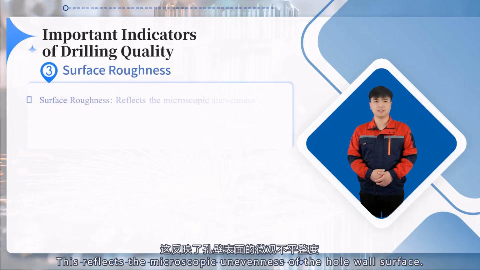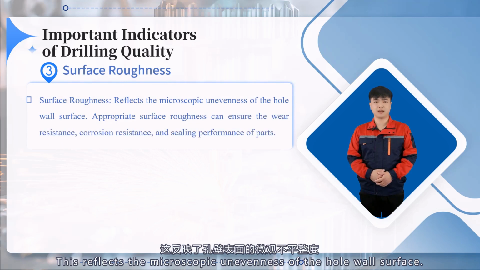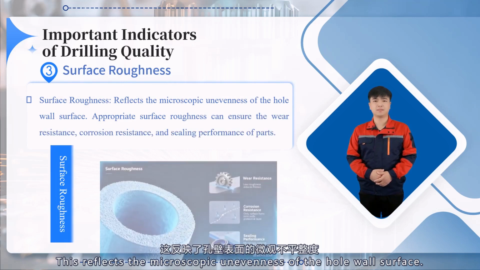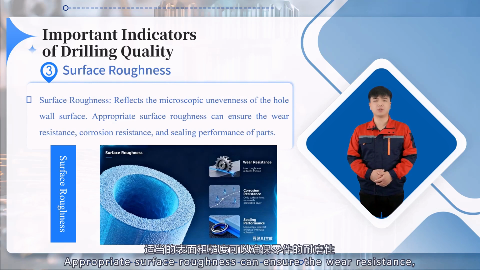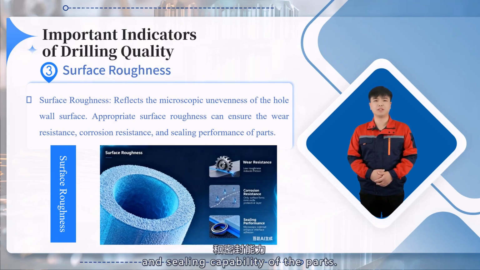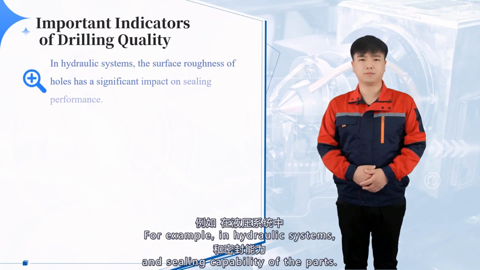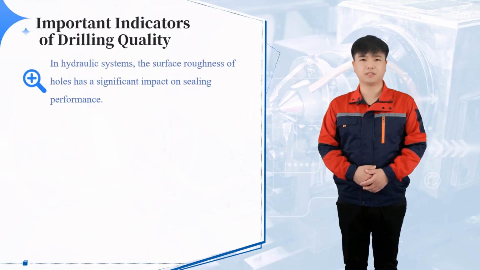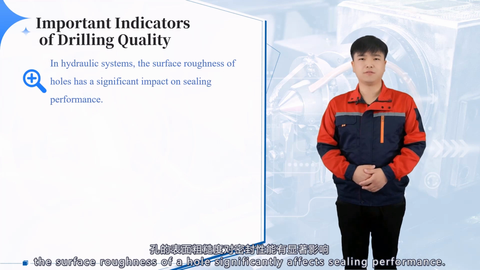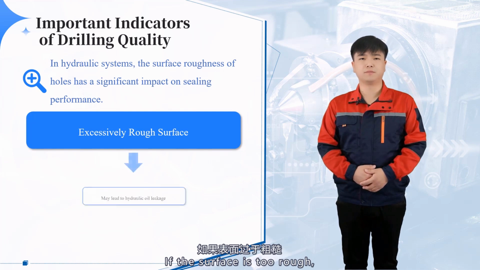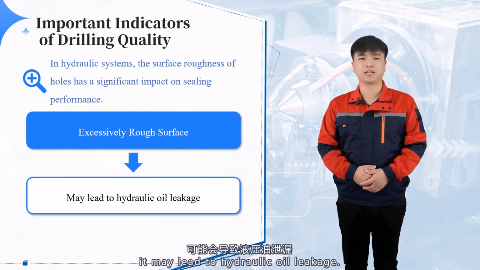Surface roughness. This reflects the macroscopic unevenness of the hole wall surface. Appropriate surface roughness can ensure the wear resistance, corrosion resistance, and the sealing capability of the parts. For example, in hydraulic systems, the surface roughness of a hole significantly affects sealing performance. If the surface is too rough, it may lead to hydraulic oil leakage.